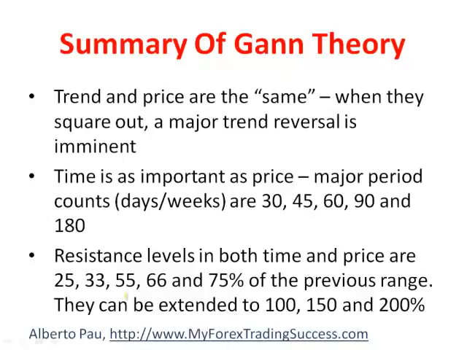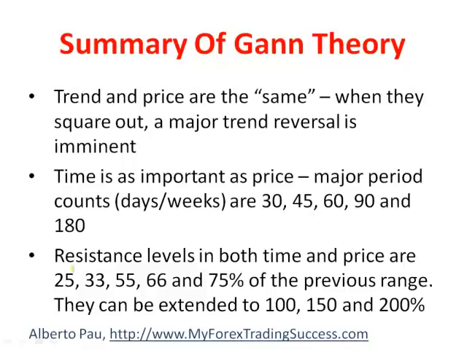In other words, I know the direction and I know when, but I also want to know how far. So these are what he calls resistance levels in both time and price. And these tend to be 25, 33, 55, 66, and 75% of the previous range. And you can extrapolate them to 100, 150, and 200% of the previous range. So effectively, he's saying, when you're looking to figure out when that action is going to happen, look at these percentages in time in relation to the previous range.